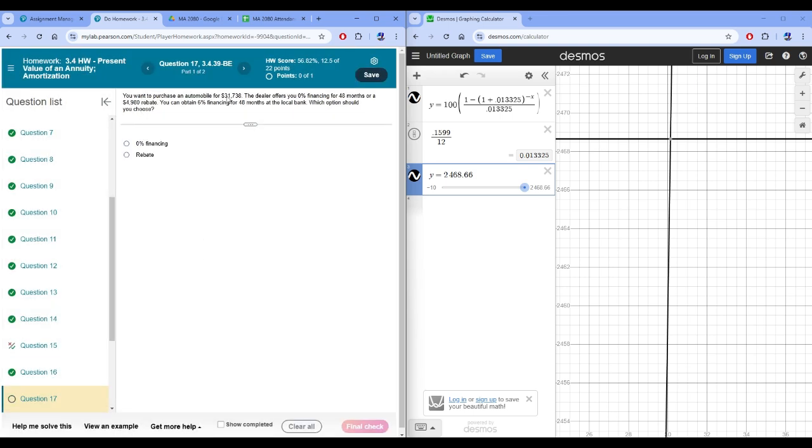You want to purchase an automobile for $31,738. The dealer offers you 0% financing for 48 months or a $4,980 rebate. You can obtain 6% financing for 48 months at a local bank. Which option should you choose?